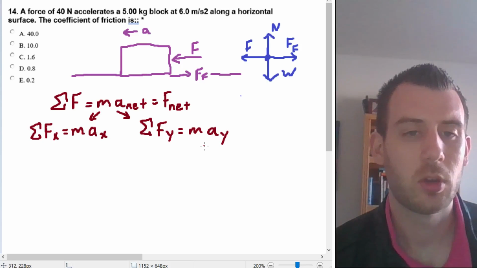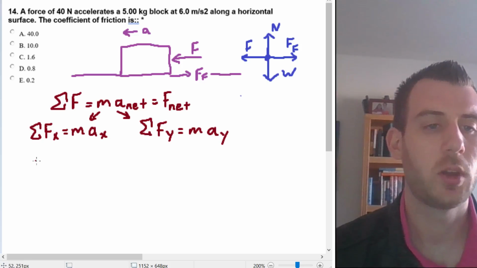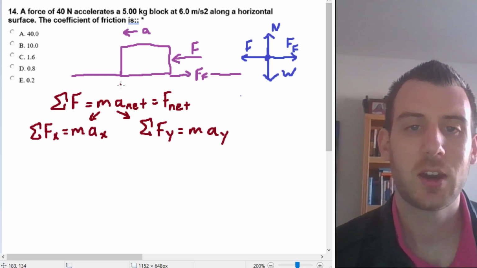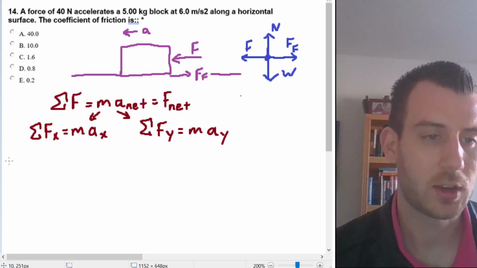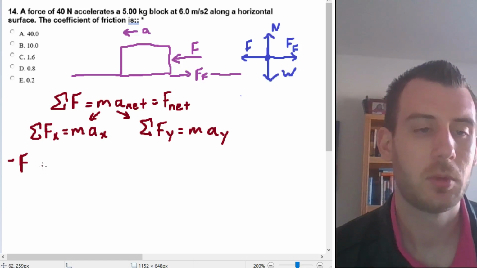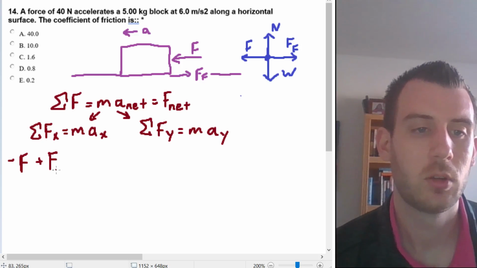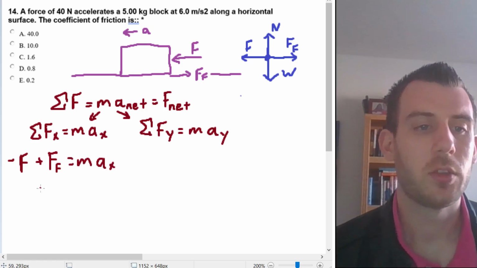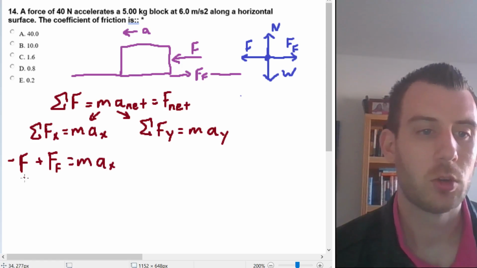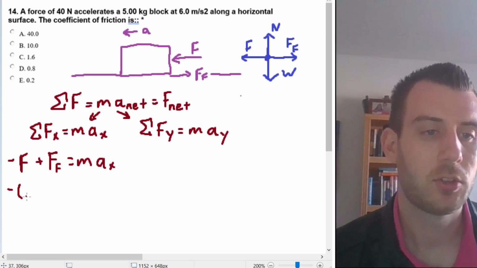Let's start maybe with the forces. Well, we'll start with the x. Why not? What is in the x? I've got a force that I am applying, which is moving to the left. That gives it a negative sign. So I've got my minus force, and I've got a positive force of friction. And that's going to result in my mass times acceleration in the x. Do I know all of these? Well, the force I'm applying I know is going to be 40 newtons, so I could say minus 40.